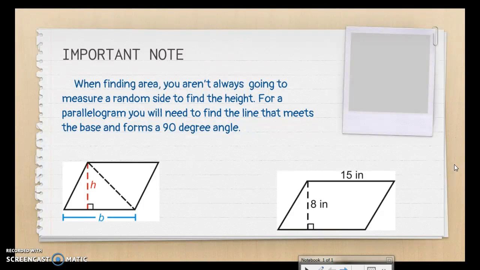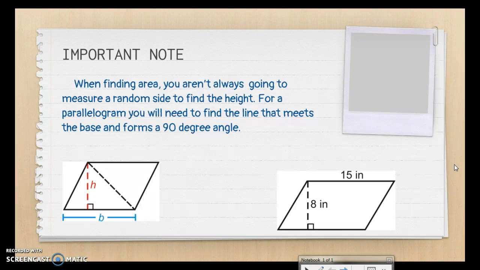A really important note to keep in mind is when you're finding an area, you aren't always going to measure a random side. For a parallelogram, you will need to find the line that meets the base and forms a 90-degree angle. So a lot of times they do this where the line starts to angle a little bit, more slanted instead of straight up and down. Okay? Think of it like this.